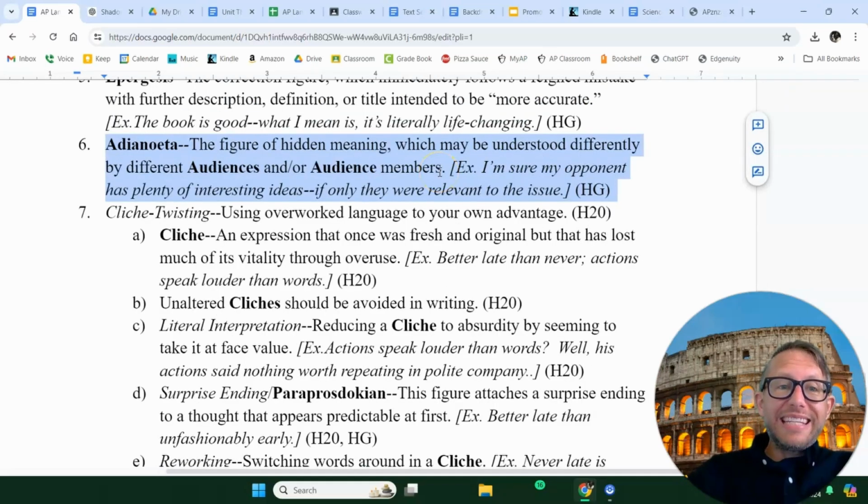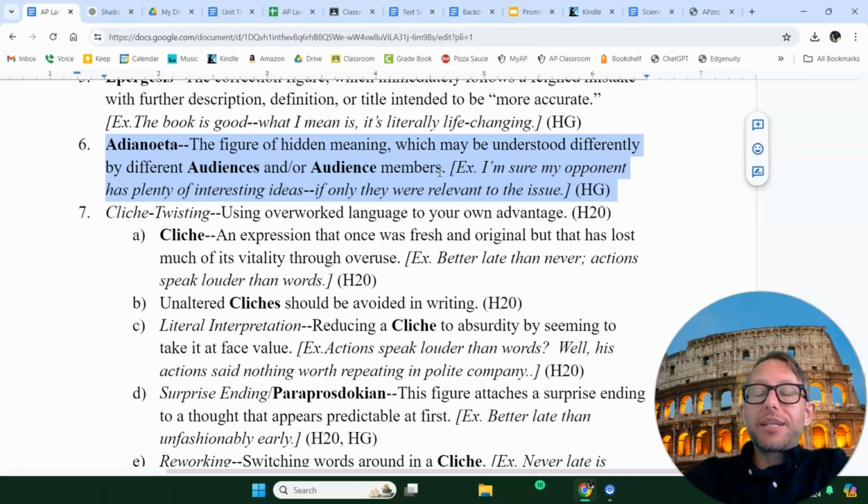All right, so we've got adianoeta, which is a word I'm sure I've just butchered, but that's not the point at the moment, so I'm not grading you on Latin pronunciation. Remember that, guys. So adianoeta, the figure of the hidden meaning, which may be understood differently by different audiences and or audience members. So sort of that little wink and a nudge like we've talked about before to say, not everyone's going to get this, but I'm pretty sure that some of you out there are going to get this, and you're the people I'm really talking to at this point in time.